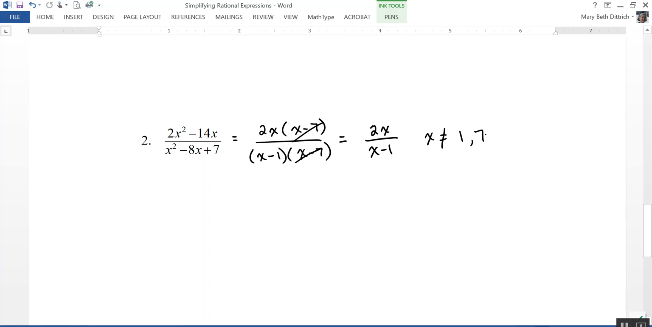So in this video, we took a look at how to simplify rational expressions, a rational expression being basically a fraction with a polynomial in the numerator and the denominator. We need to factor as much as we can and then cancel out common factors in the numerator and denominator. Don't forget to state the excluded values. Those are the values of the variable that make the denominator equal to 0.